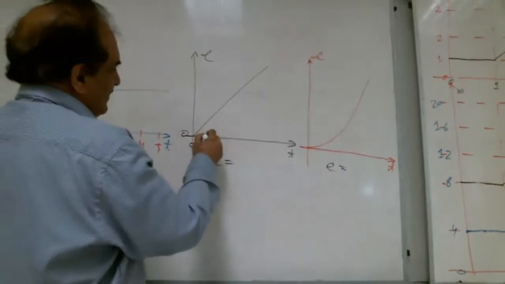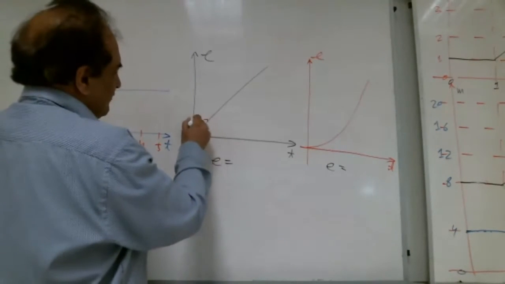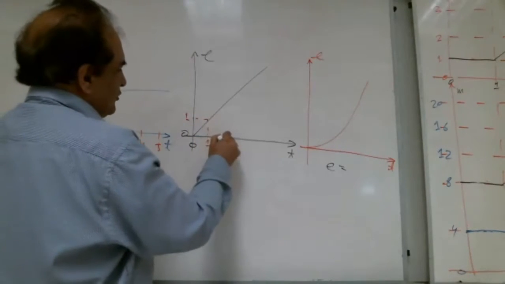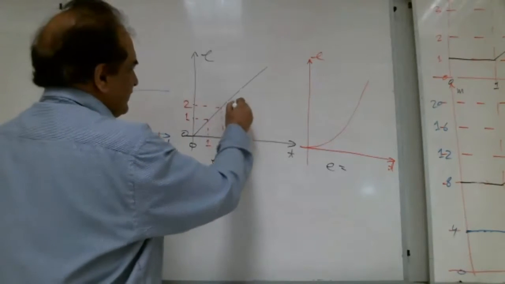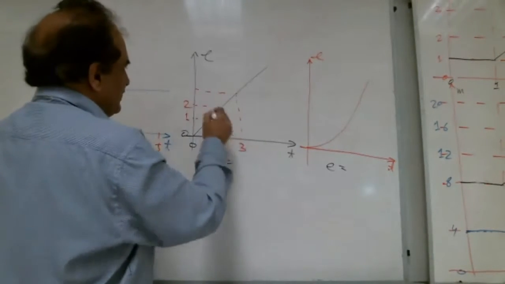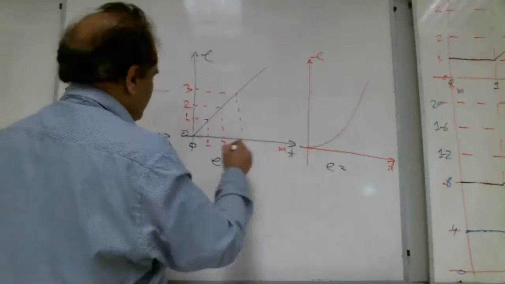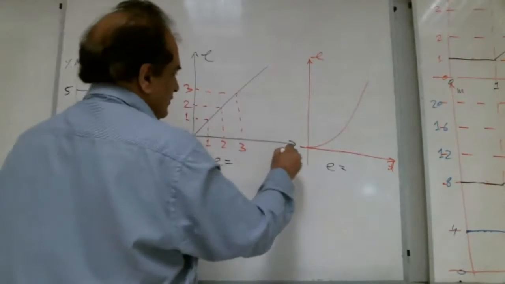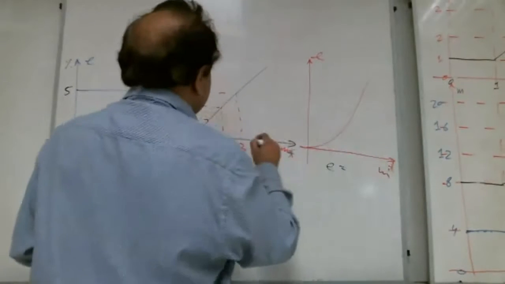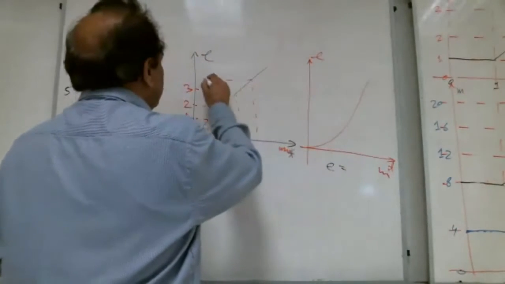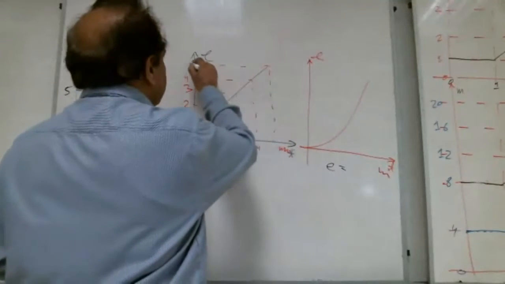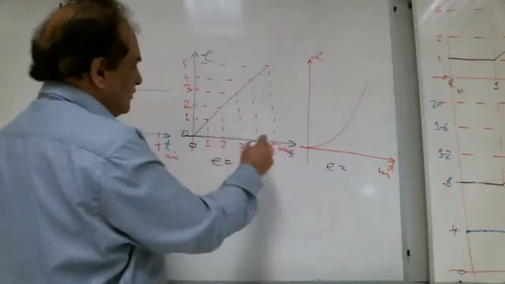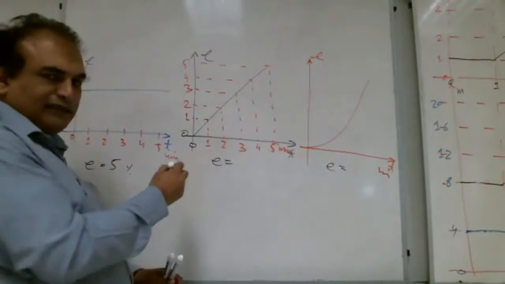Here, for example, at 1 minute, it is 1. At 2, it is 2. At 3 minutes, it is 3. At 4, it is 4. At 5, it is 5. So, what is the error here?